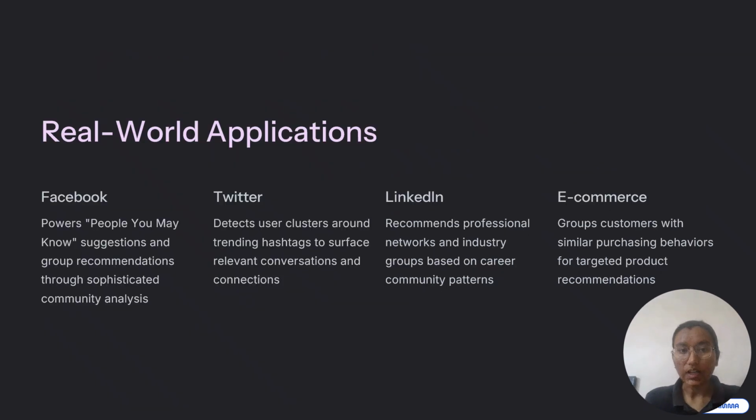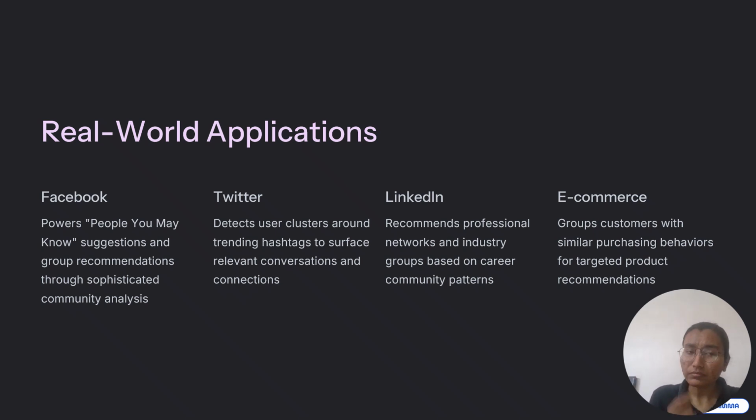Next, let's discuss its real world applications. Why are we discussing real world applications? Because community discovery is so useful in the real world. For example, Facebook uses community discovery to suggest people you may know. We all know that in Facebook we have a section called people you may know, and on Instagram and many more platforms we have the same section. This suggestion you get on Facebook is generated because of community discovery.